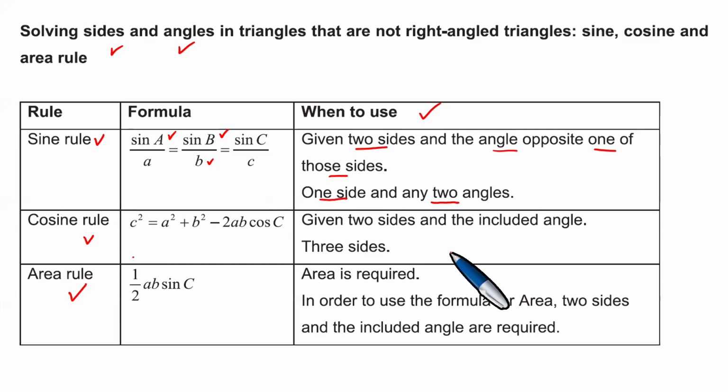If you're given two sides and the included angle, you can use the cosine rule. Also, if you're given all three sides of a given triangle, the cosine rule becomes applicable. Now, whenever the area is required, you use the area rule. In order to use the formula for area, you must be given two sides and the included angle. So two sides and the included angle are required for the area.